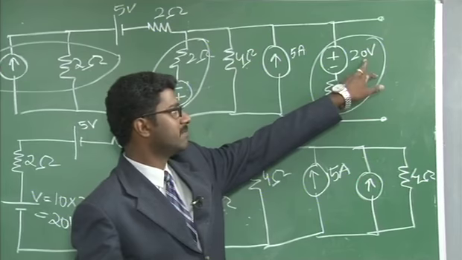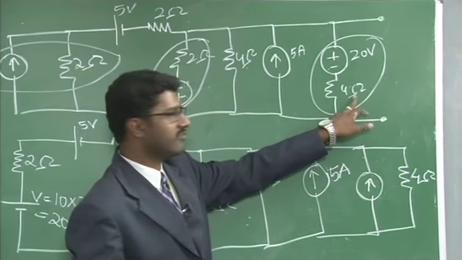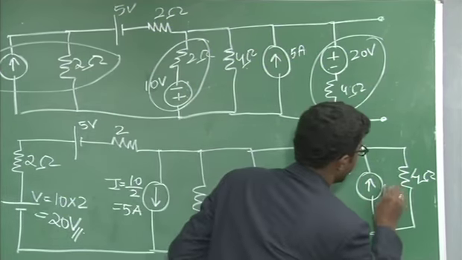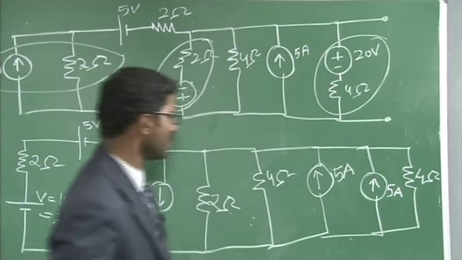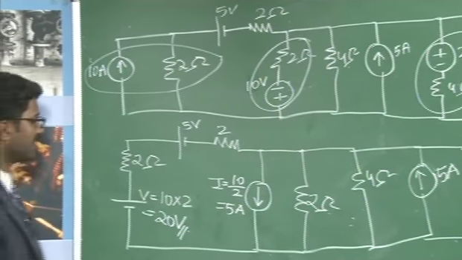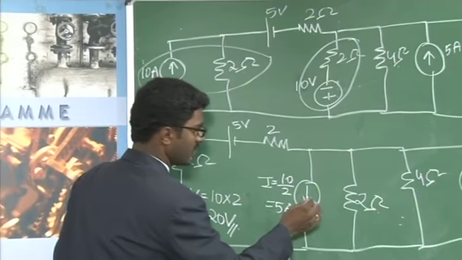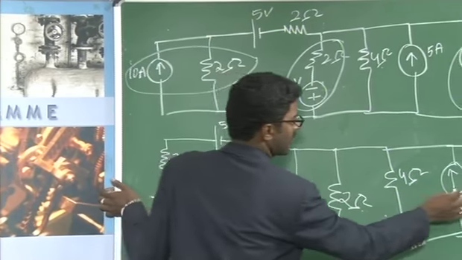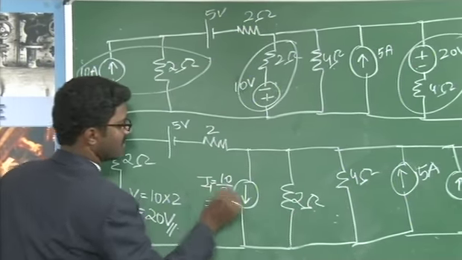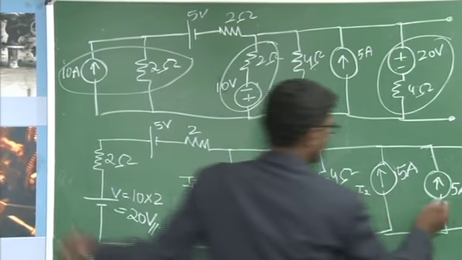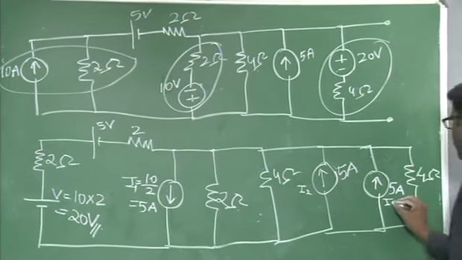I is equal to V by R, with V given as 20 by 4. 20 by 4 is 5 amps. This is the simplified circuit now. Further, we can see that there are 3 current sources connected in parallel. I will call these I1, I2 and I3.